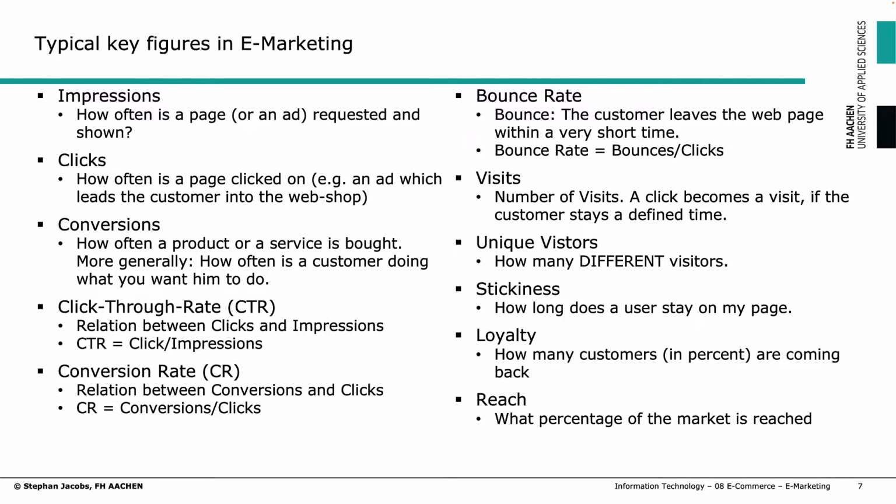One of the most important is the impressions. How often is a page or an advertisement requested and shown? How often is a GET request sent so that a certain image, for example, is shown on a web page? If an impression is shown, then typically somebody can click on it. And the question is, how many clicks do you generate?